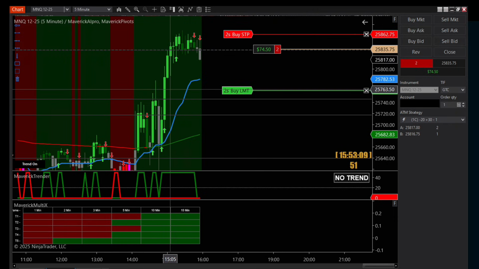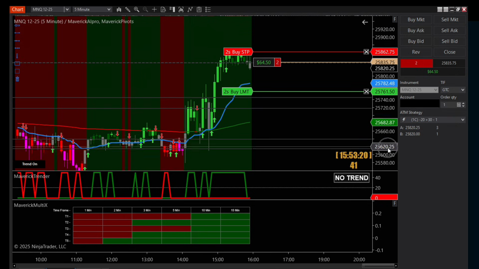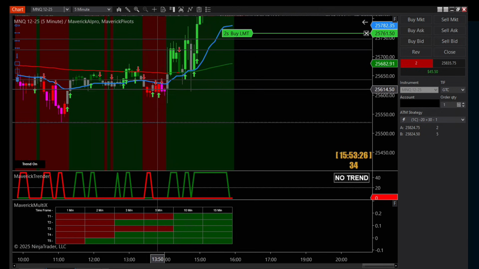We've gone from bright green candles. Look at this huge move up. Bright green candles, all these confidence arrows to the upside. You're above the Maverick guide. Remember, when you're above this blue line right here, we go long. When you're below the blue line, we go short. Above the blue line, long. Below the blue line, short.